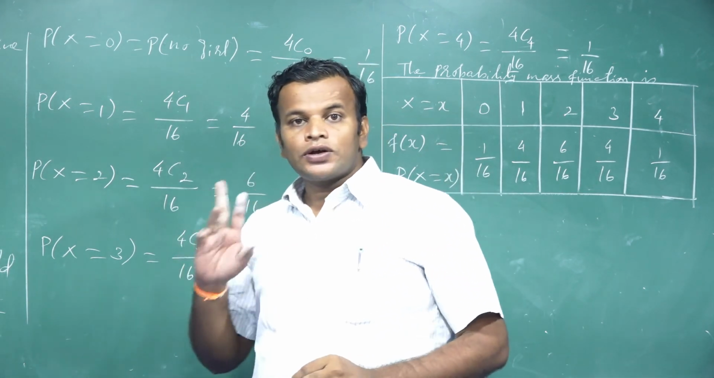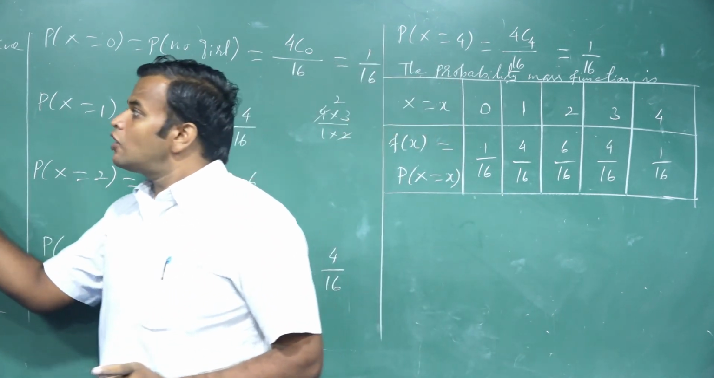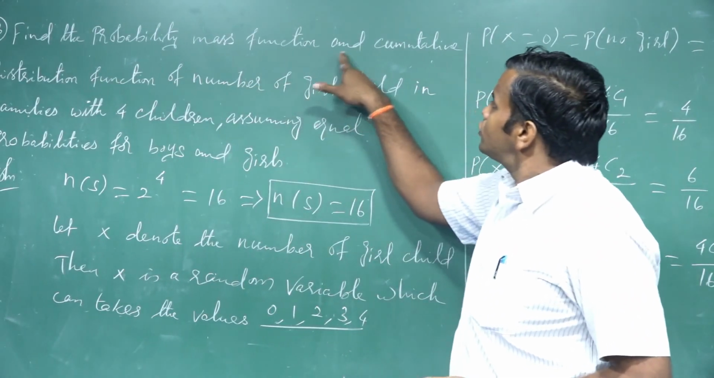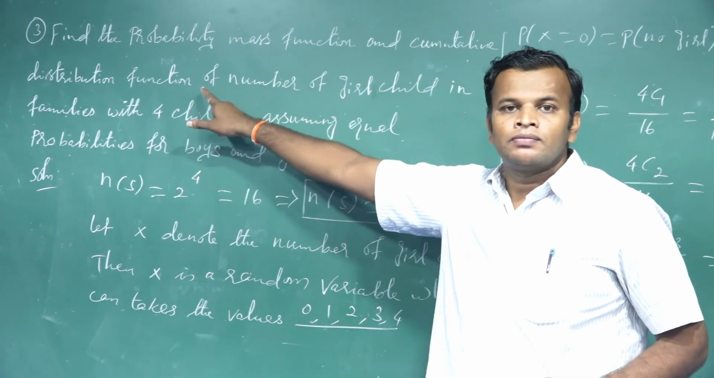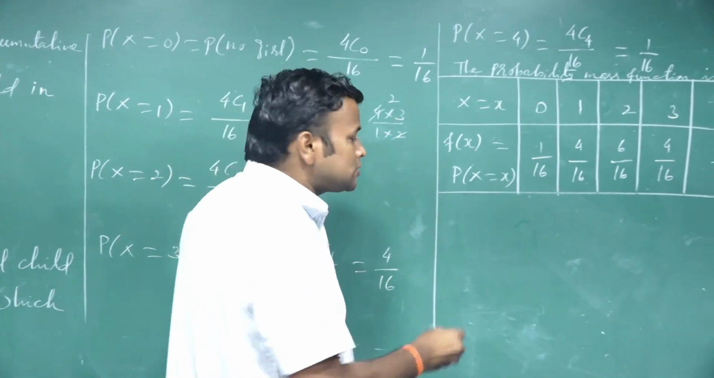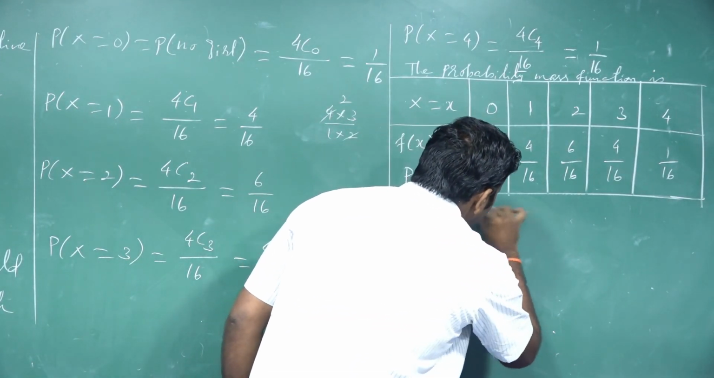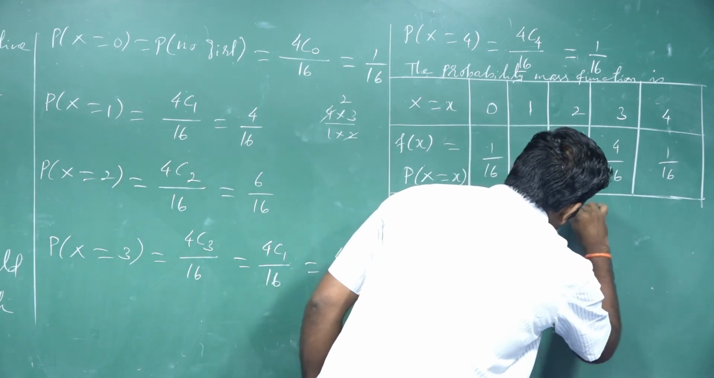Now I have finished the first part, that is, finding the probability mass function. You see the question: there will be two parts. Find the probability mass function and the cumulative distribution function. So the first one is over. The next heading is the cumulative distribution function.